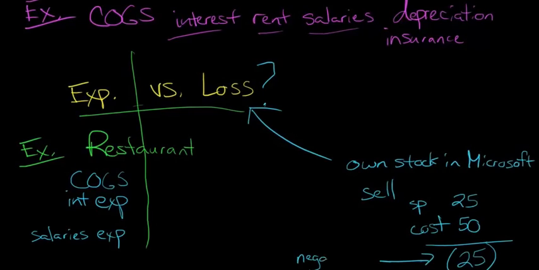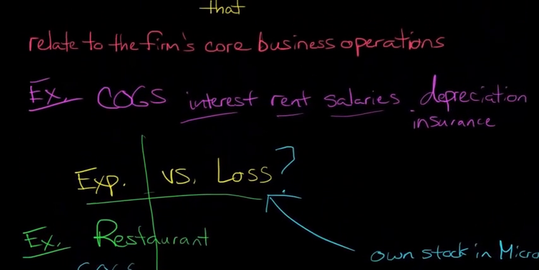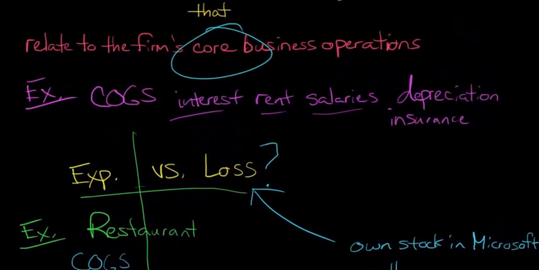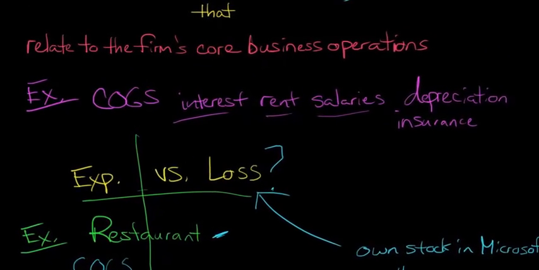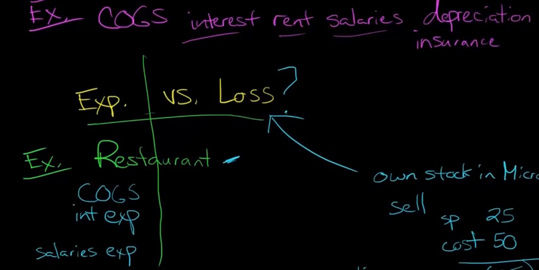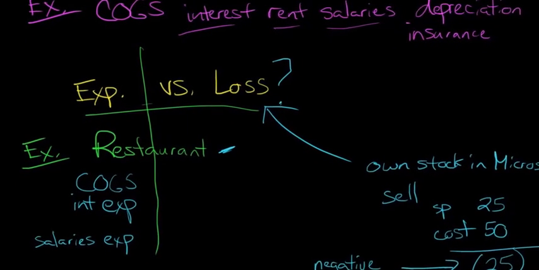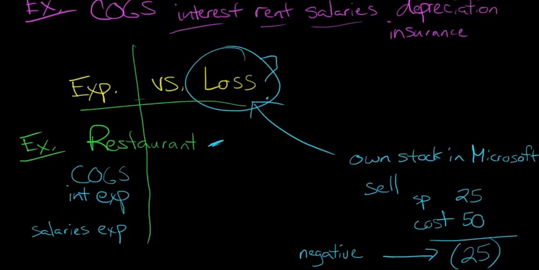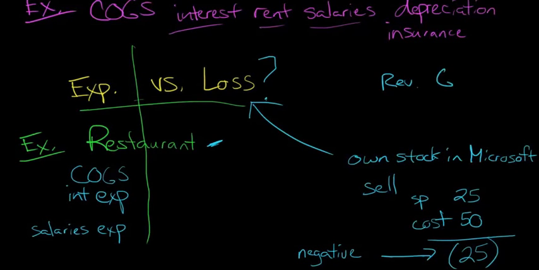So what do we call this? Well, that's not an expense, right? Because it doesn't relate to this idea of your core business operations, right? You're a restaurant, remember, right? You don't buy and sell stock for a living. This is really some kind of, we'll call it a peripheral activity. It's really a side thing. So when we look at that $25 there, what we're going to do is call that a loss. And the idea is very similar to distinguishing between revenue and gains on the income statement.